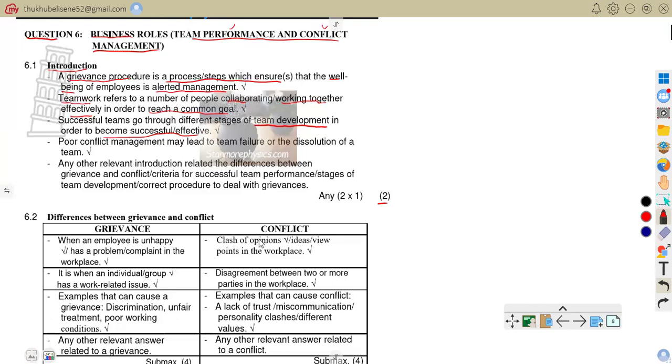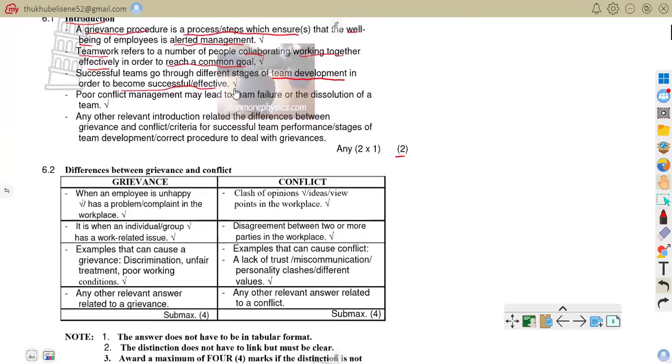So that is how you are expected to give what? The introduction. That is how you're expected to give the introduction.